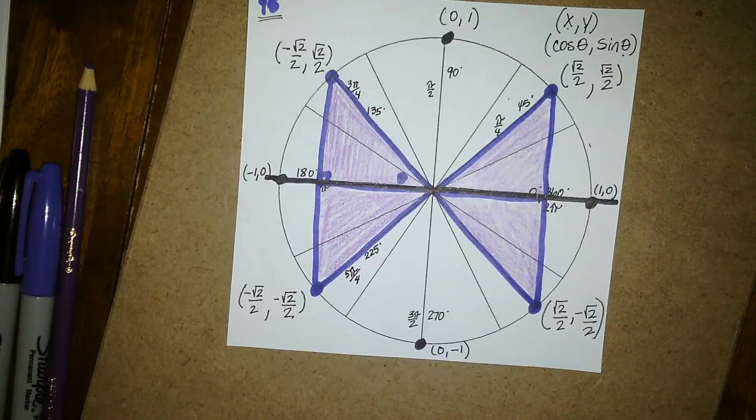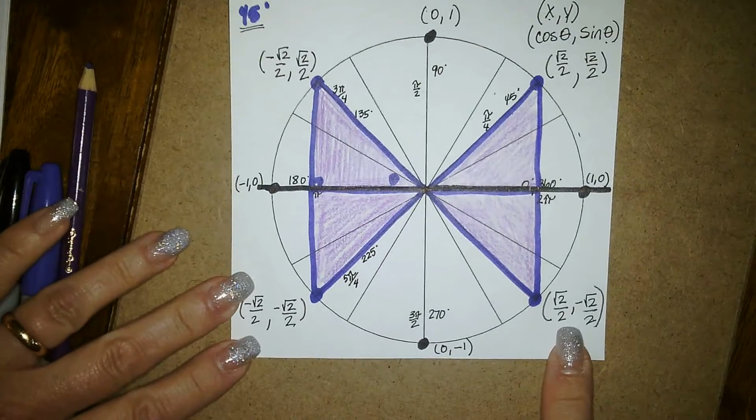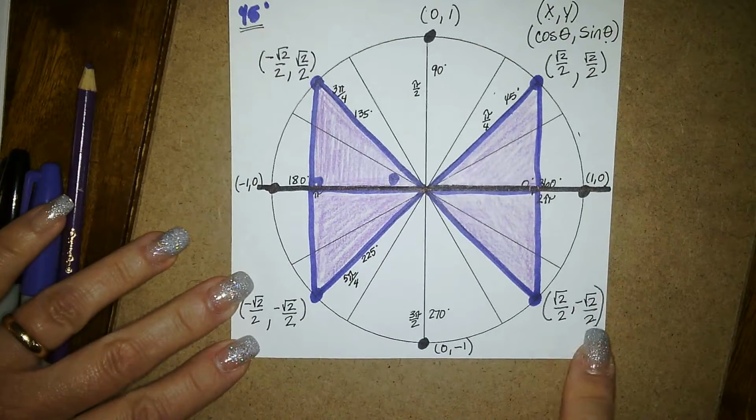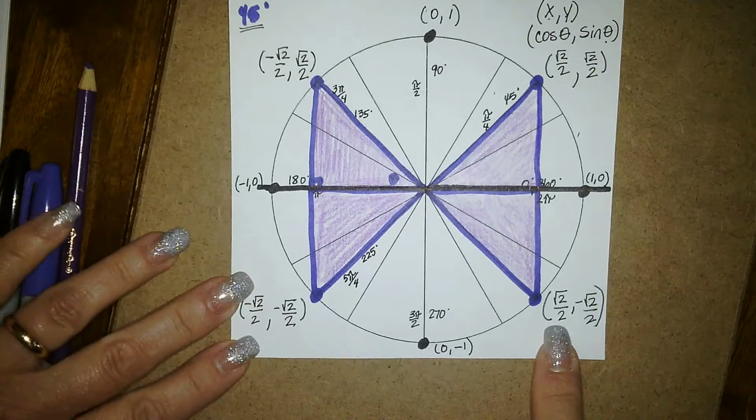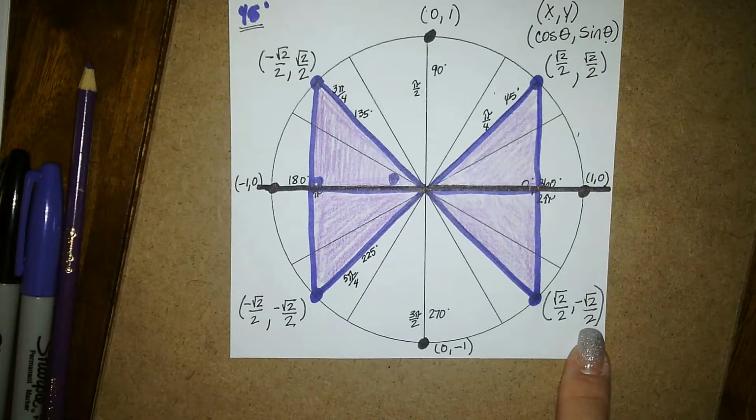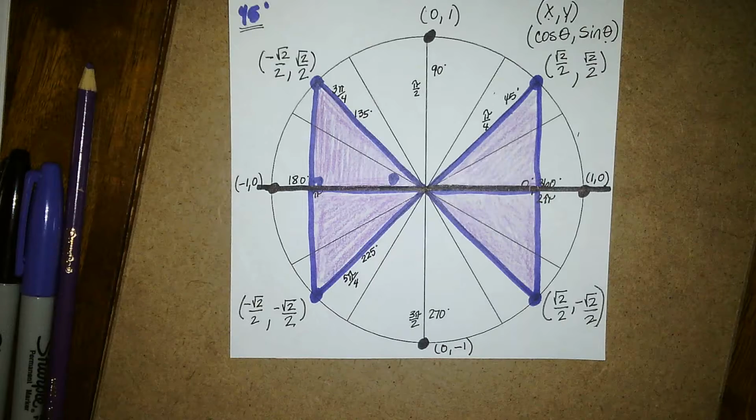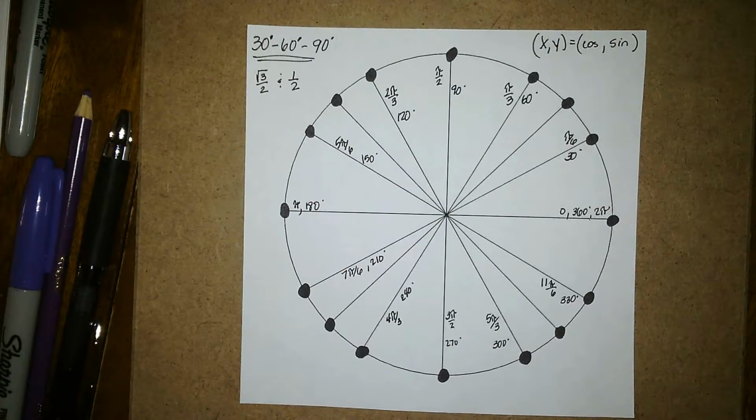All right, so I went ahead and finished up the triangle, and I went ahead and finished up the coordinates of this point. So I want you to be thinking as you're looking at it, why is this value positive and why is this value negative? All right, here we go.